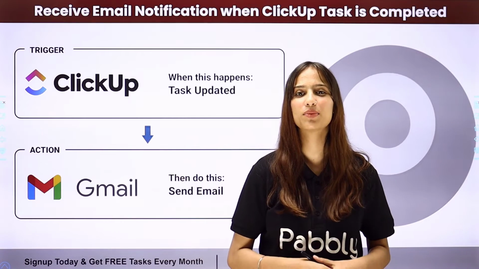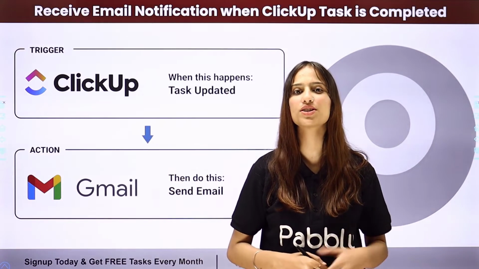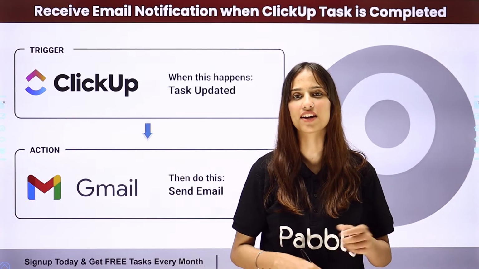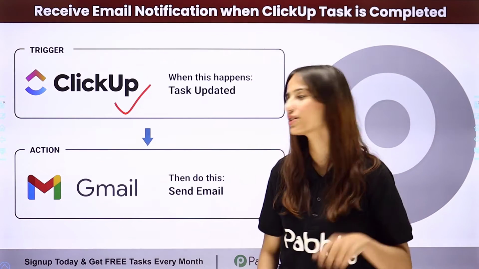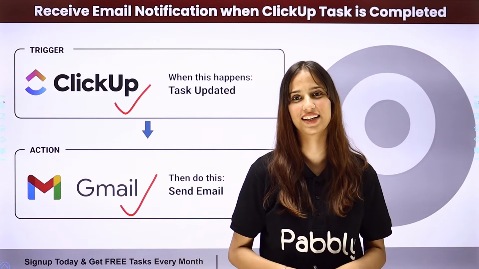So now to do this, I need to build a connection between these two applications, for which I am going to use this amazing automation software, that is Pabbly Connect. Pabbly Connect follows the concept of trigger and action. So here to do this, my trigger application will be ClickUp and my action application will be Gmail. So if you want to learn more about this, follow me through the screen.